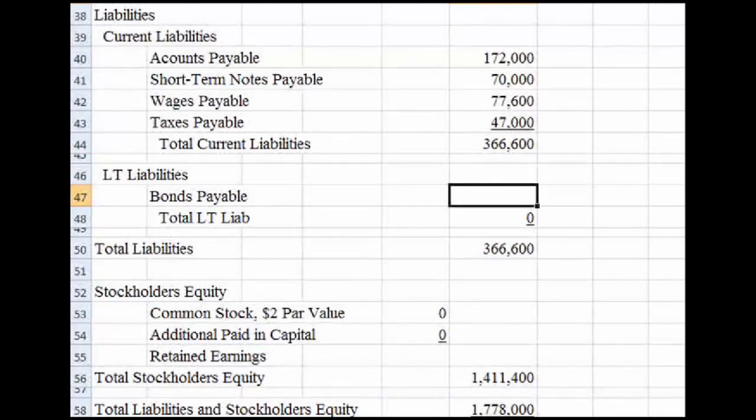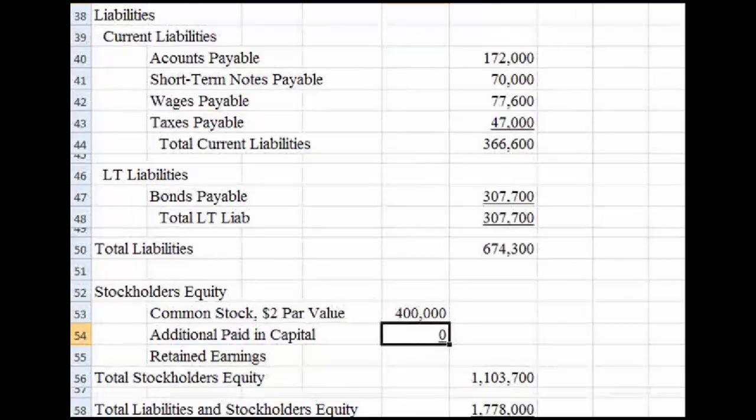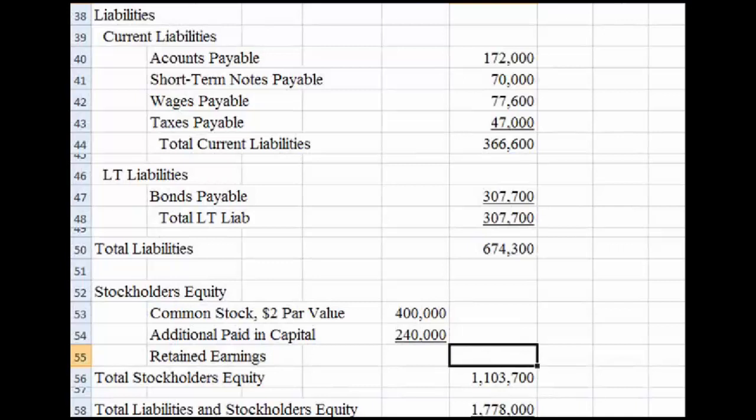The next figure on the form is bonds payable. I trust that you have been checking all the numbers off as we go along. So we put the $307,700 into the form for bonds payable, and that gives us a total liabilities of $674,300. Within stockholders' equity is common stock of $400,000. You should remember that number as we were discussing it earlier in the problem. Also, we put additional paid-in capital of $240,000. That produces a subtotal of $640,000, kind of like we saw earlier.